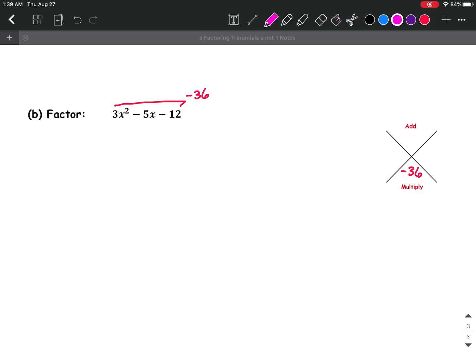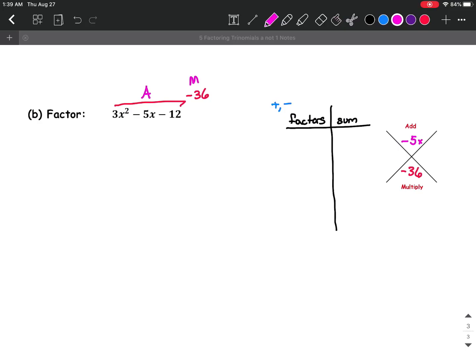And remember, I am factoring, so they have to add to that negative 5, or the negative 5x if you prefer. Let's think about our factors and our sum. Now, if we're multiplying to a negative 36, that means our signs are going to be different. And if we're adding to a negative 5, that means that the bigger number has to be negative. So we need a positive and then a negative.